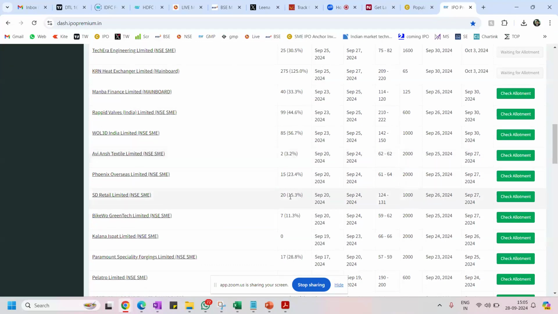While SD Retail opened a little less than the premium it was quoting for. And Phoenix Overseas opened flat. For example, Phoenix, the last deal happened at 15 rupees, while the opening was at a 0 rupees premium. Bikewo, I think it was a discount. Kalana, there was no trade and it opened at a discount. So don't go by this.